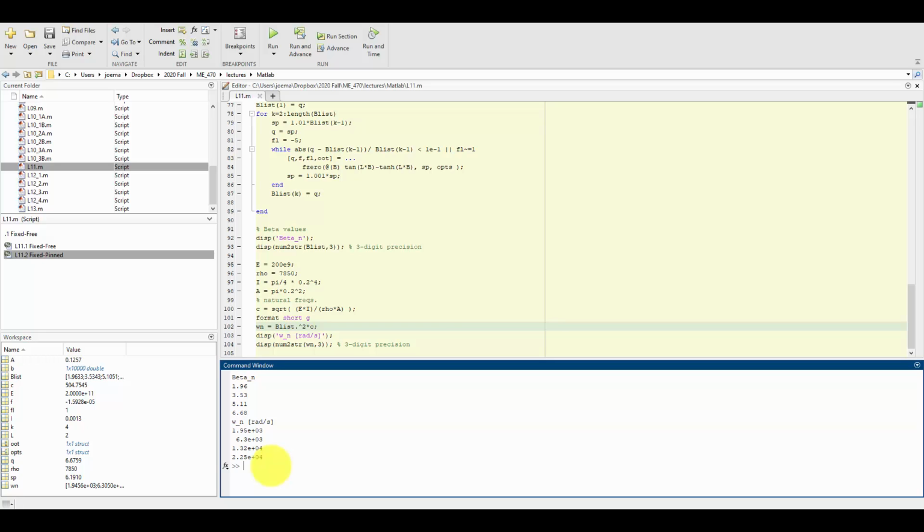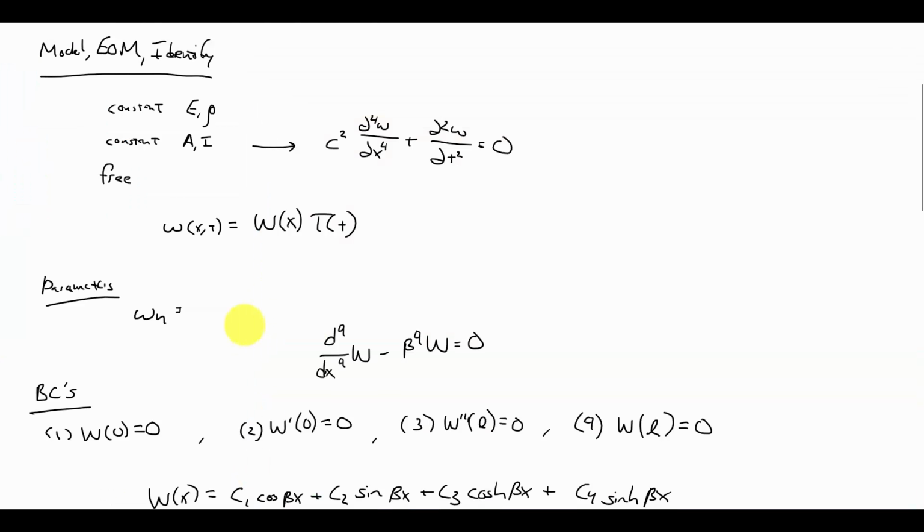And we can take a quick look and compare the natural frequencies we're getting for the fixed pin versus what we got for the fixed free. Coming back, I'll transcribe those first 4 natural frequencies. The lowest was 1950 radians per second, 6,300 radians per second, 13,200, and 22,500.